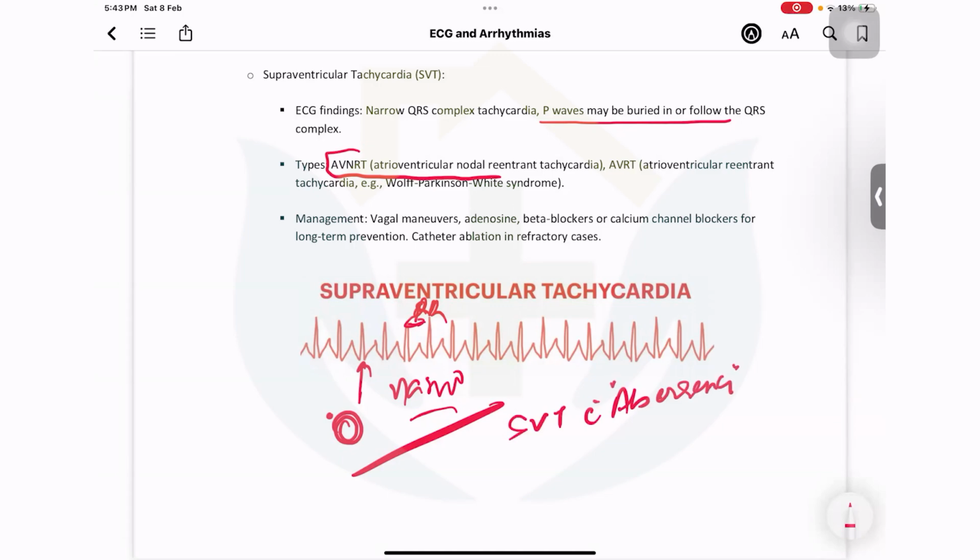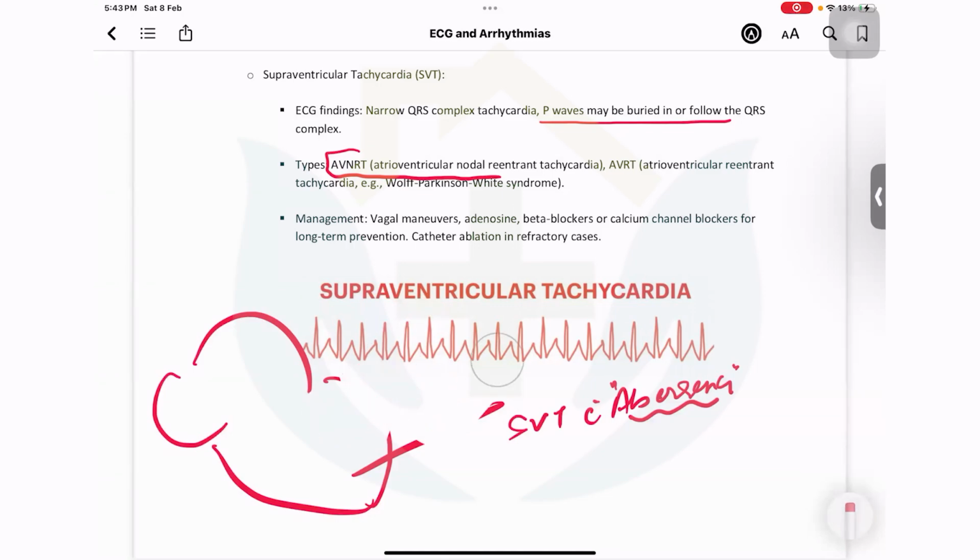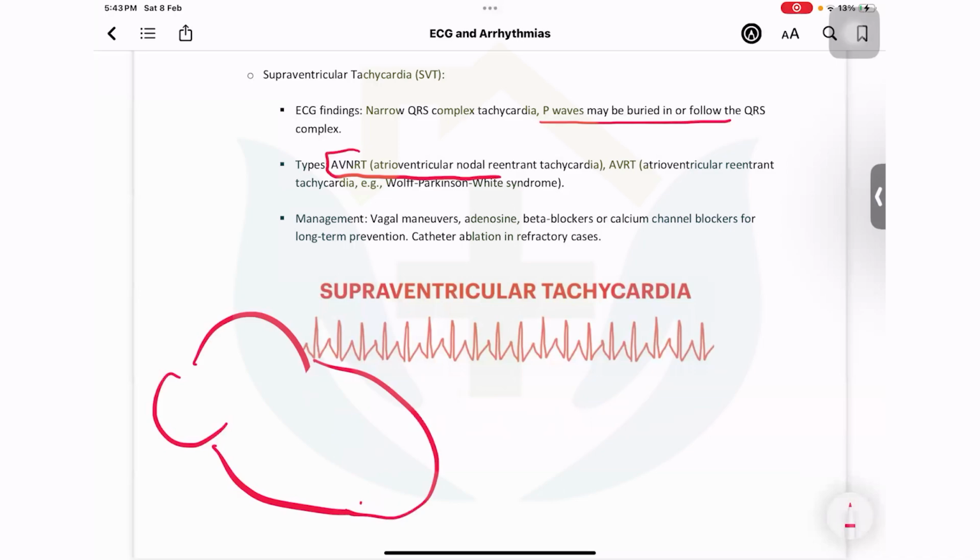What is aberrancy? Aberrancy means that it is not a normal pathway through which things are being conducted. And the disease is known as WPW syndrome. So what happens is, here is the AV node, here is the SA node, and this is the His bundle. Imagine there is this point here, and it is conducting from this pathway directly to the His bundle via the bundle of Kent.